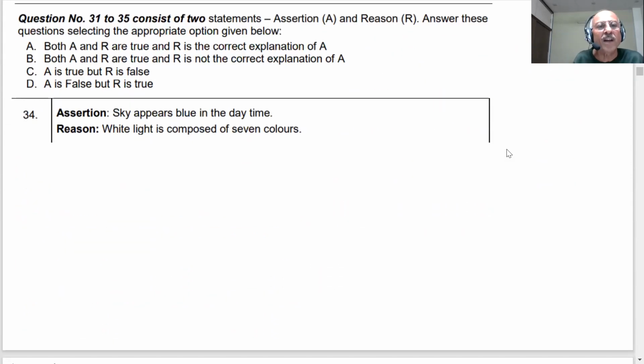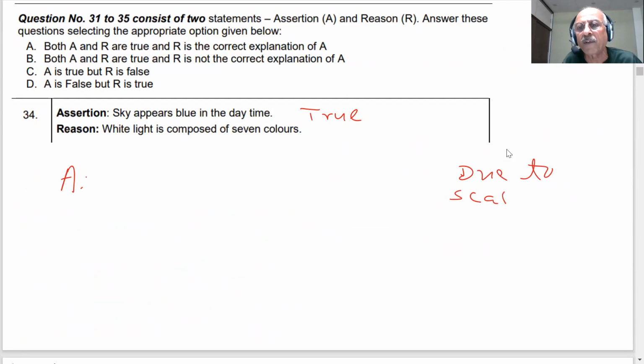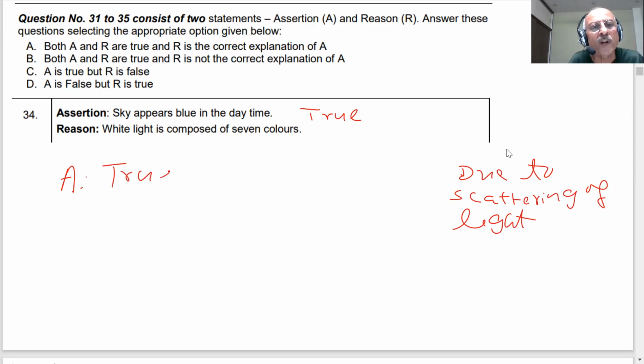What does it say, student? The sky appears blue in the daytime. Tell me, is it true or false? This is true, student. The sky appears blue in the daytime due to scattering of light. You have read it, students. What is scattering of light? The blue color is scattered most because there are very, very tiny particles in the air, and it appears blue. This statement is true, student. White light is composed of 7 colors, student.